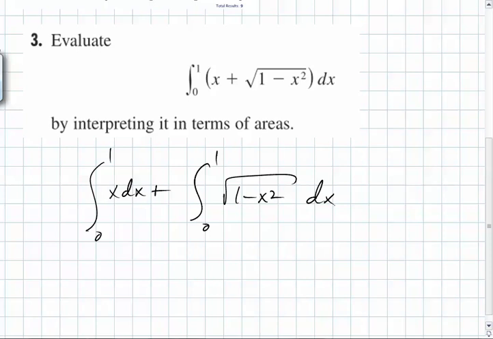Which one is easy? Left one or right one? Left one. Yeah, you have x squared over 2 from 0 to 1, and that's going to be 1/2. There it is. That's a triangle, right? Absolutely. Sure. The second one, though, what's the problem with the second one?